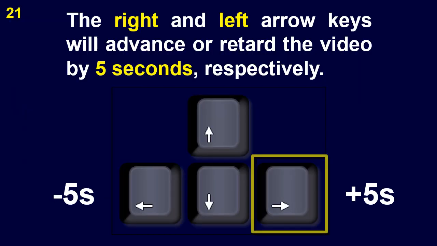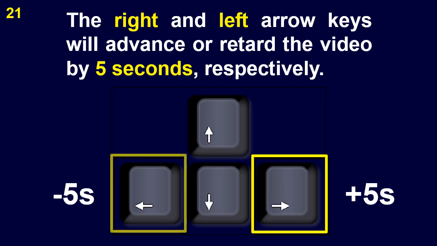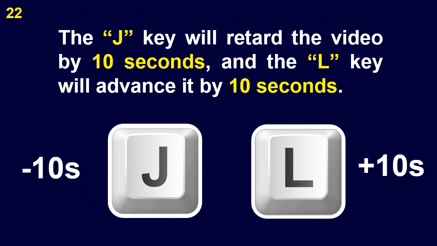Chapter 4. The right and left arrow keys will advance or retard the video by 5 seconds, respectively, in both the play and pause modes. The J key will retard the video by 10 seconds, and the L key will advance it by 10 seconds.